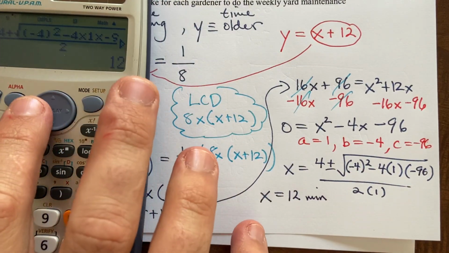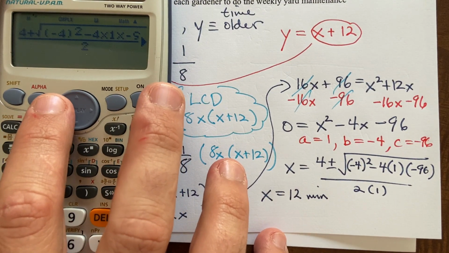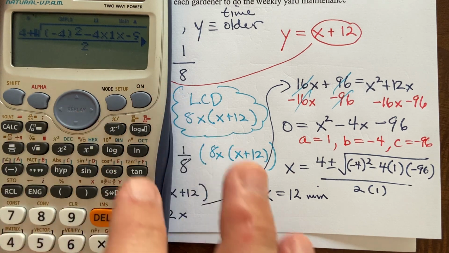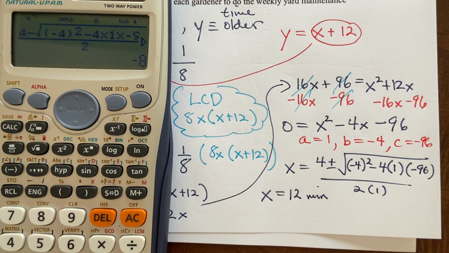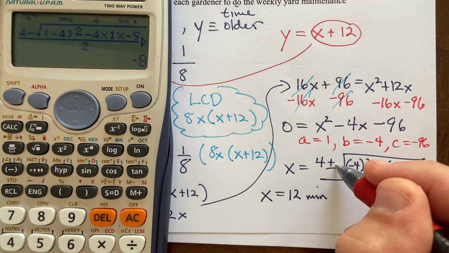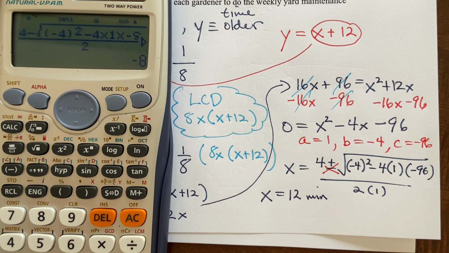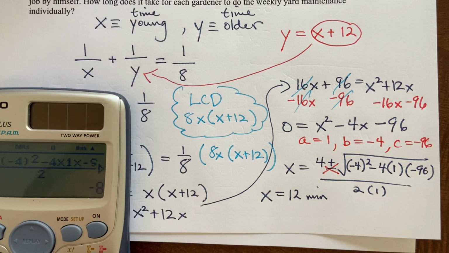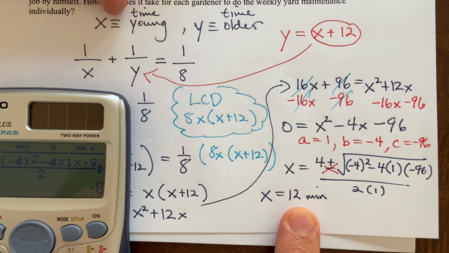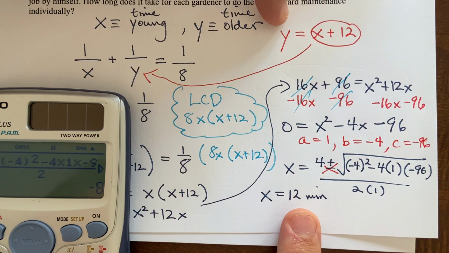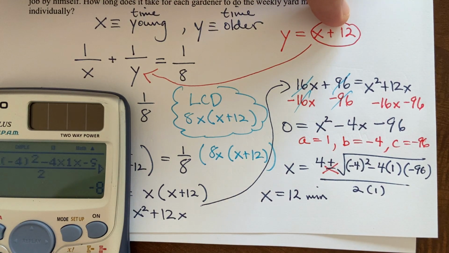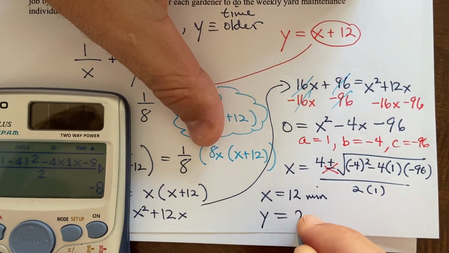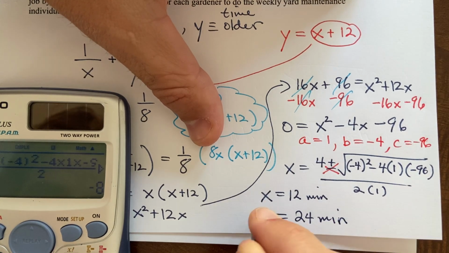For the minus case, let me see if that makes any sense. Negative 8 does not make sense. So we're counting time, so that one actually gets tossed out. So the younger person apparently takes 12 minutes to do the yard work on their own. To find the older person, I just need to add 12 to x. So I'd have y equals 24 minutes.